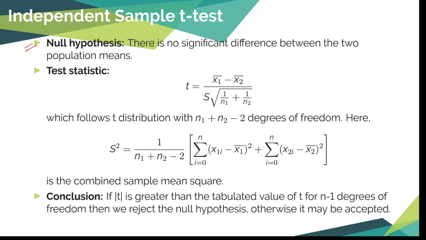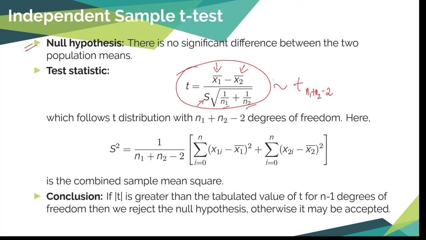The formula to calculate the test statistic is t equal to x1 bar, the mean of the first sample, minus x2 bar, the mean of the second sample, divided by the combined root mean square times the square root of 1 by n1 plus 1 by n2. n1 is the number of items in your first sample, and n2 is the number of items in your second sample. This test follows t distribution with n1 plus n2 minus 2 degrees of freedom.